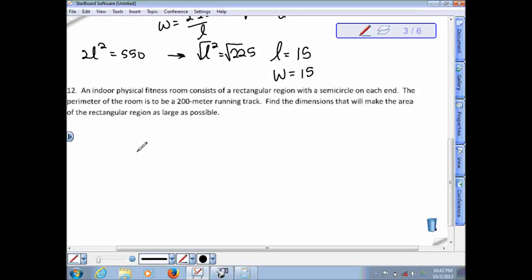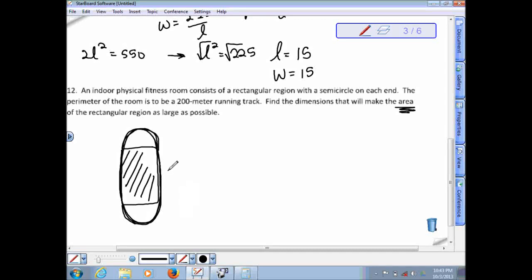Okay, so I would recommend drawing this one out. We have an indoor physical fitness room that's a rectangle with a semicircle on each end. Semi means half of a circle. The perimeter, so just measuring around the room like this, if somebody were running around, is a 200-meter running track. Find the dimensions that will make the area of the region as large as possible. So we're maximizing the area of this rectangular region inside.